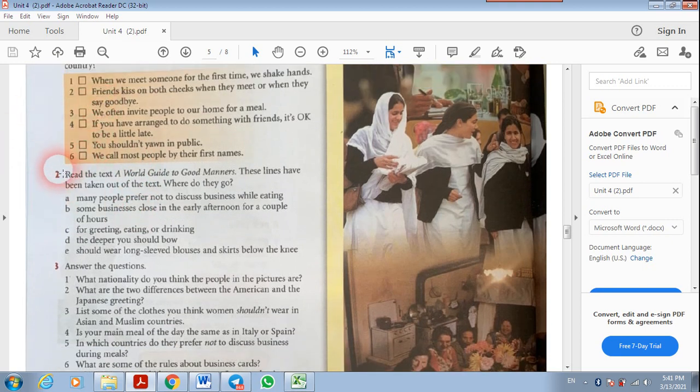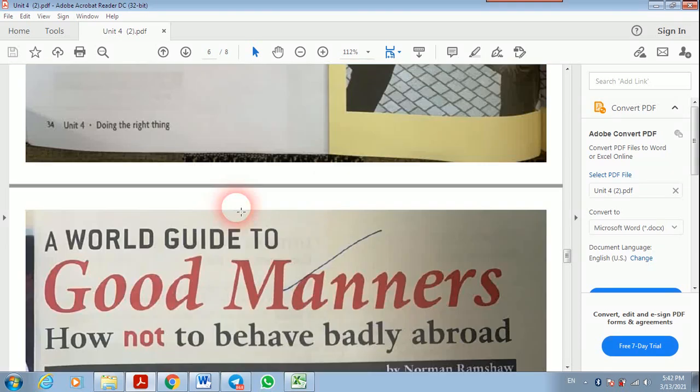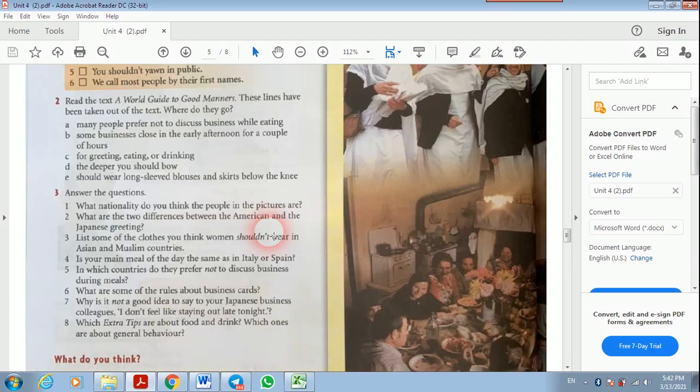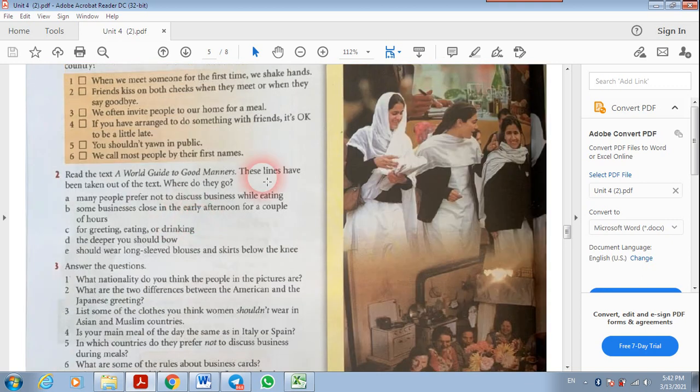Then, we need to read the text, A World Guide to Good Manners. These lines, A, B, C, D, E, have been taken out of the text. Where do they go?